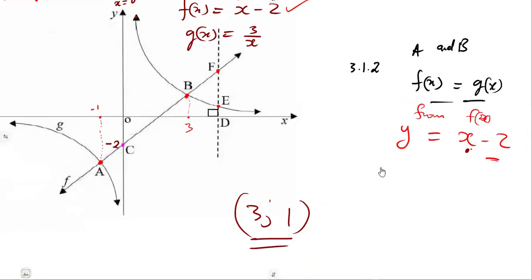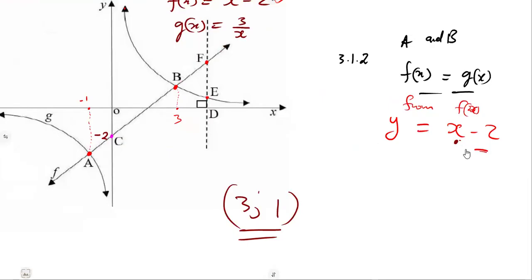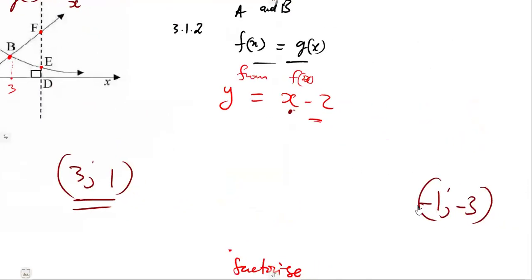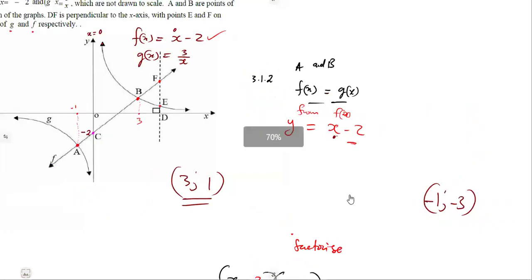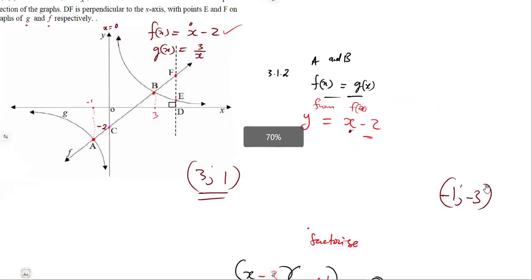Not to say this one is 3, 0, this one is -1, 0. No, that is wrong. So like I was saying, which one is suitable for A? Which one is suitable for B? A is on the negative side. So definitely this is our A with a negative value of x.